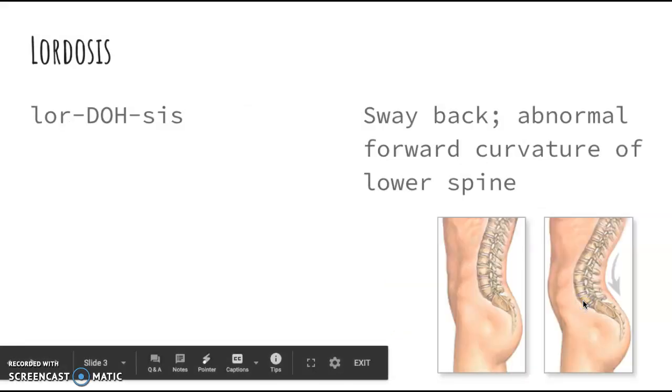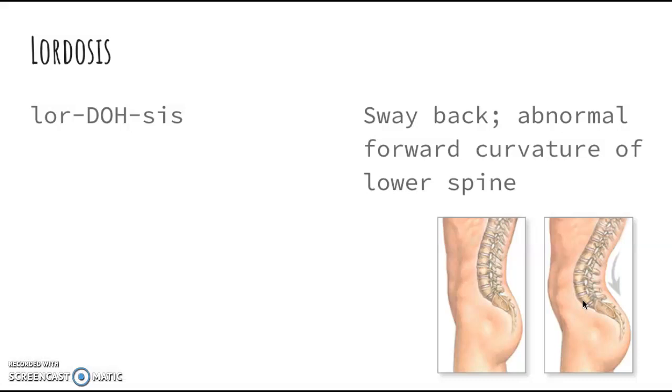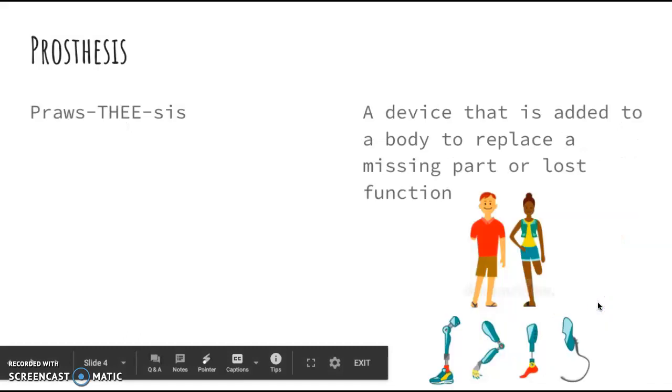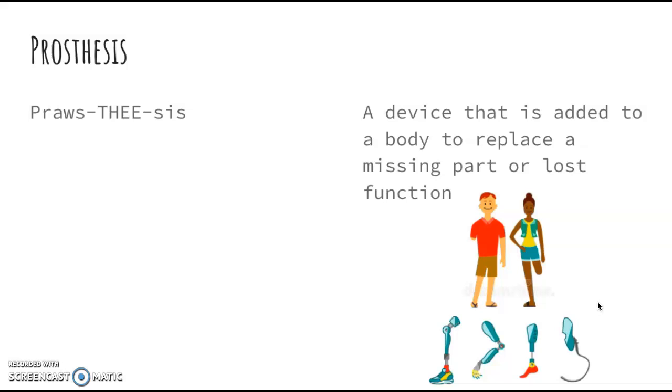Next we have lordosis. This is a sway back or an abnormal forward curvature of the lower spine, as you can see here. Next we have a prosthesis. This is a device that is added to a body to replace a missing part or lost function.